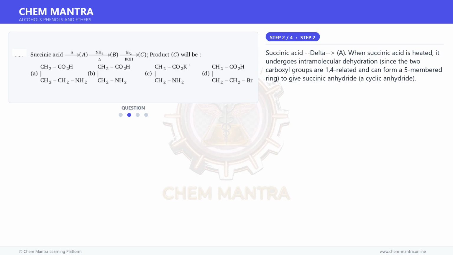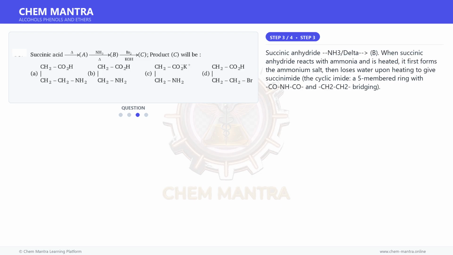Succinic acid, heated (Δ), gives A. When succinic acid is heated, it undergoes intramolecular dehydration, since the 2 carboxyl groups are 1,4 related and can form a 5-membered ring to give succinic anhydride, a cyclic anhydride. Moving on to the next step.